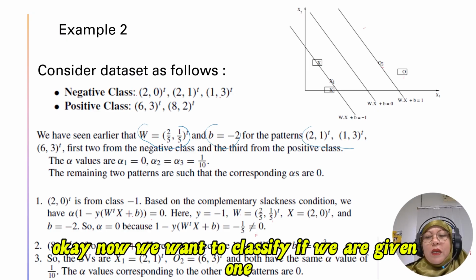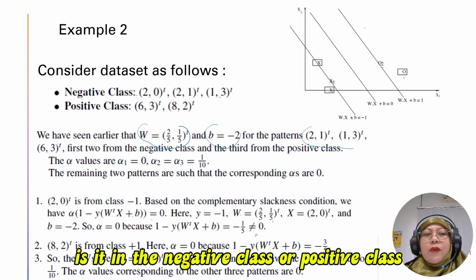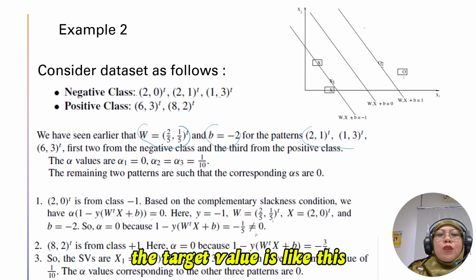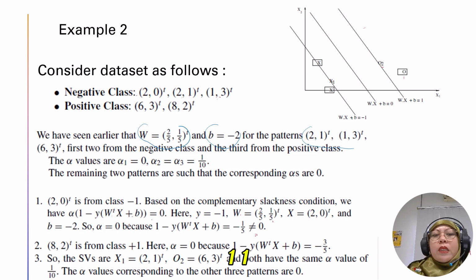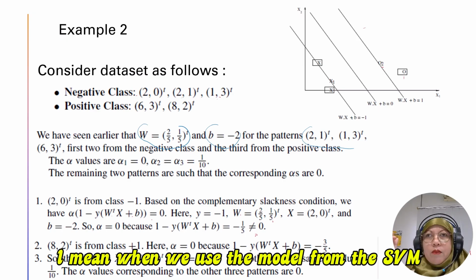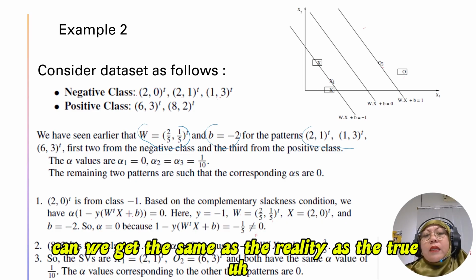Now we want to classify. If we are given one or two data points, how can we classify them? Is it in the negative class or positive class? Let's say here the target values are like this. We have the negative class as 20, 21, 13, and for the positive class 63, 82. But is it correct that they are classified this way? When we use the model from the SVM, can we get the same as the reality, the true data set?